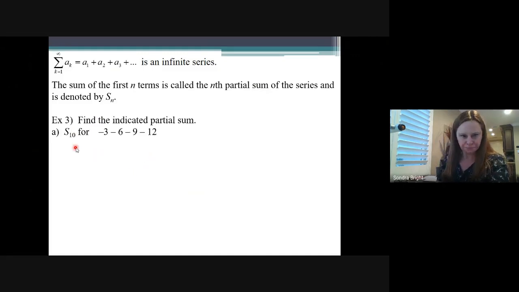So let's find the indicated partial sum. This big capital S with a little subscript of 10 says add up the first 10 terms of this series. All right, so right now I've got 1, 2, 3, I've got 4 terms, so I need to find 6 more of them. So I'm going to keep going.